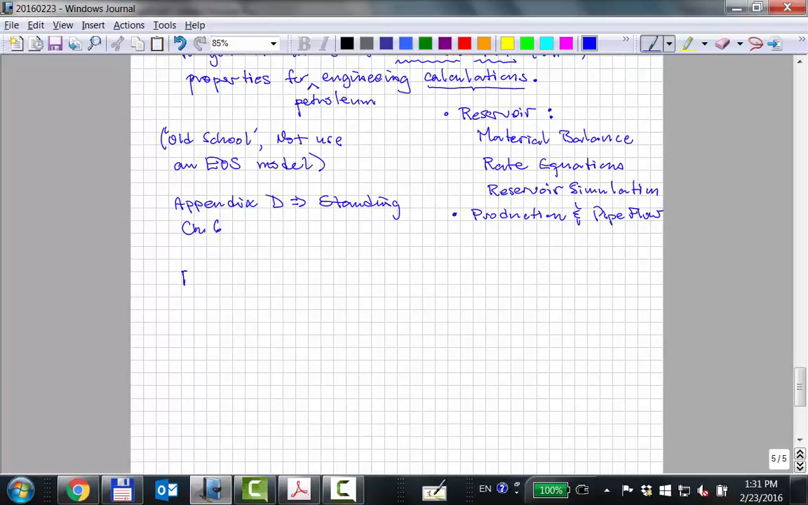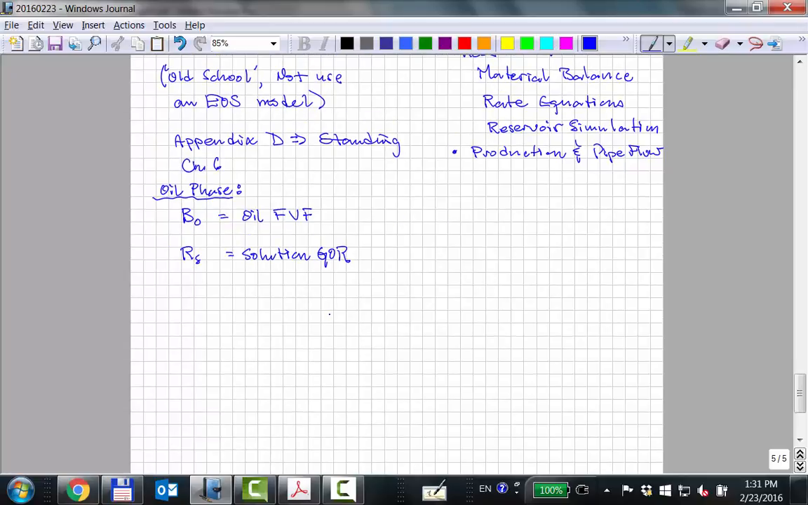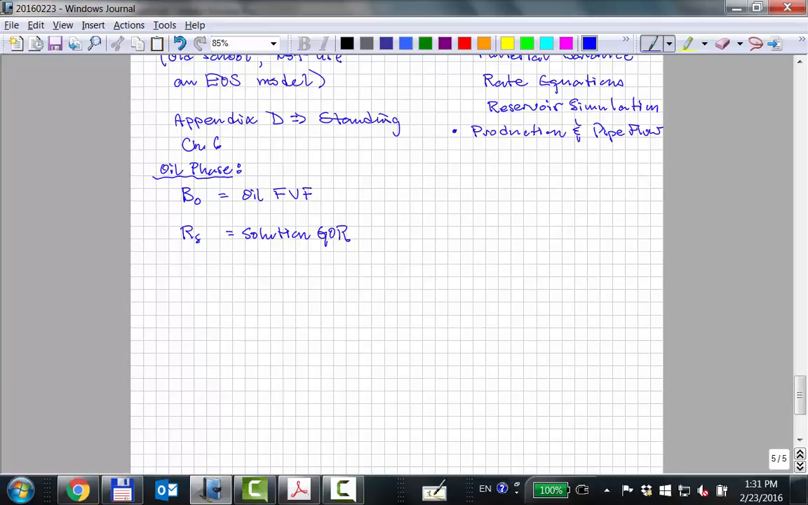Okay, the first black oil PVT data we're going to talk about, these are for the oil phase. The oil formation volume factor. RS is the solution gas oil ratio. And then the third property is oil viscosity.